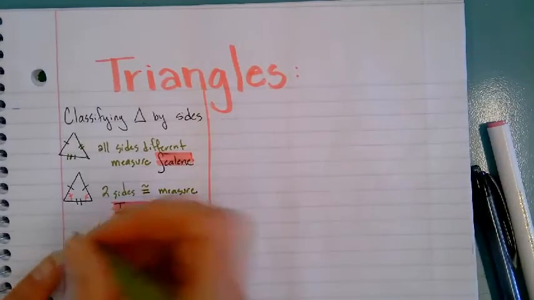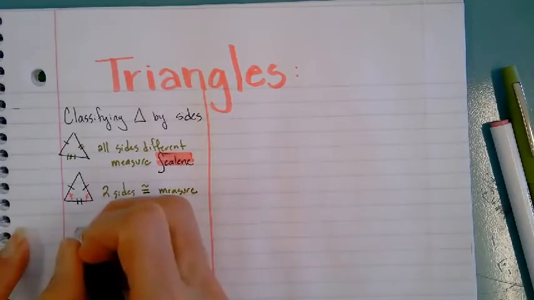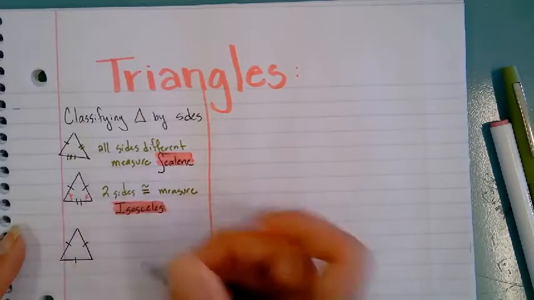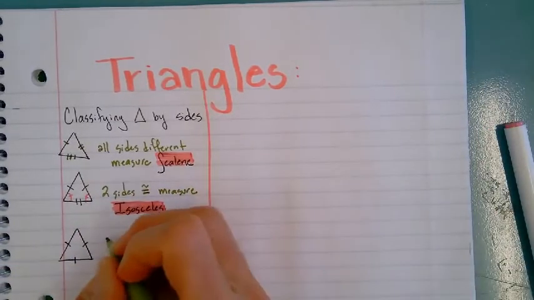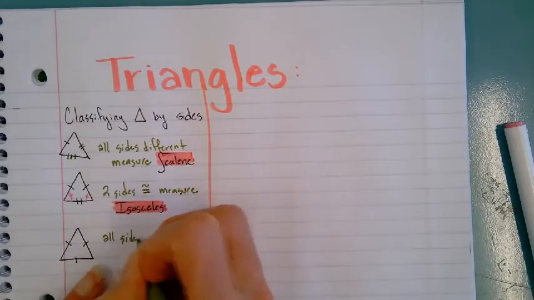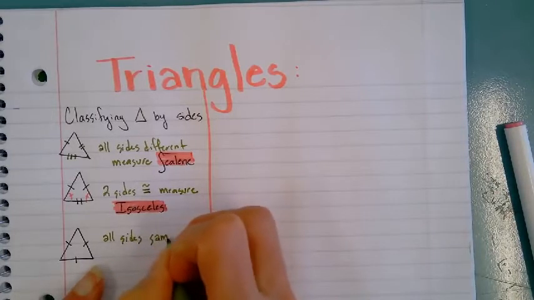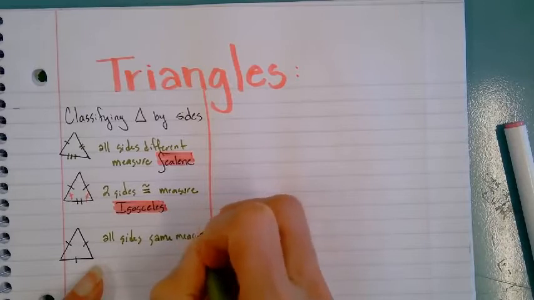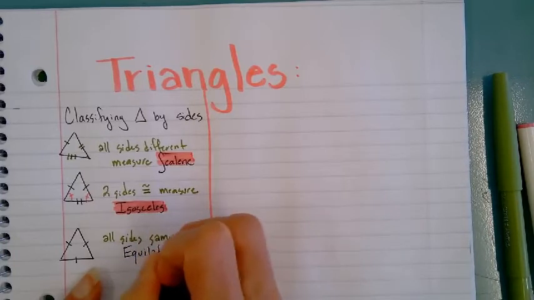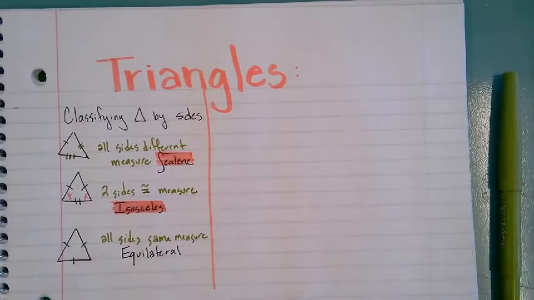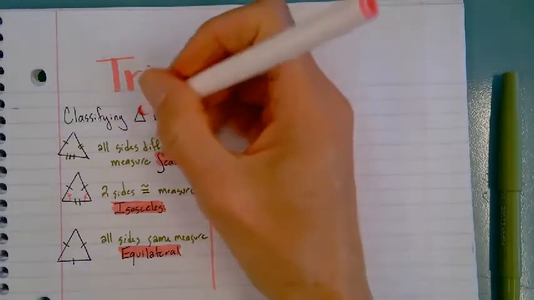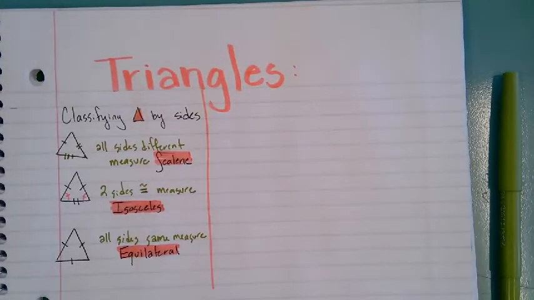Alright, isosceles, and last, but my favorite, is an equilateral. And that's when all the side lengths are the same, have the same measure. So scalene is when they all have different, and equilateral is all sides same measure. Equilateral. So that's classifying triangles by their sides.